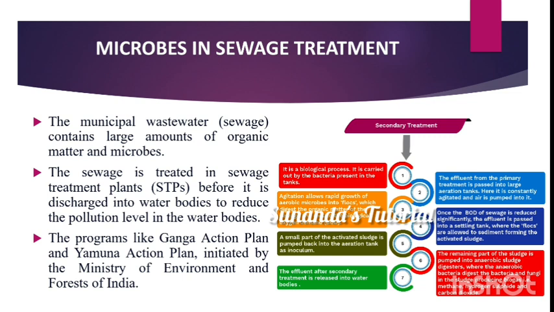So, in a wastewater treatment plant, there are primary treatment, secondary treatment, and tertiary treatment. After the primary treatment, the wastewater is subjected to secondary treatment, and in secondary treatment microbes are used to clean those pollutants, because microbes have the capability to biodegrade pollution. They can break down those harmful pollutants into simpler ones, making them less harmful for the environment.